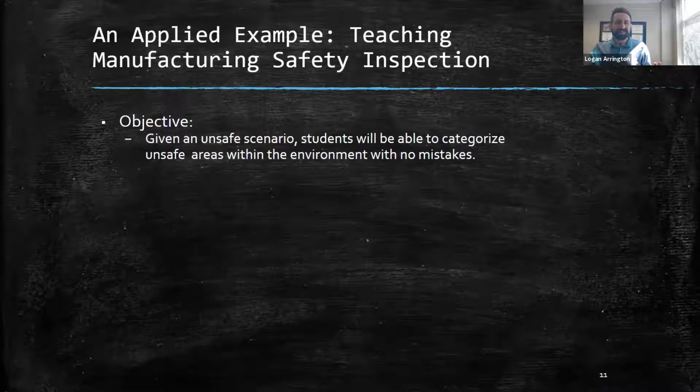So typically, just as a little sidebar, when we write objectives, we usually don't use criteria that are 100%, like with no mistakes, unless it deals with safety. When it deals with safety, we want to make sure that things are appropriately identified.